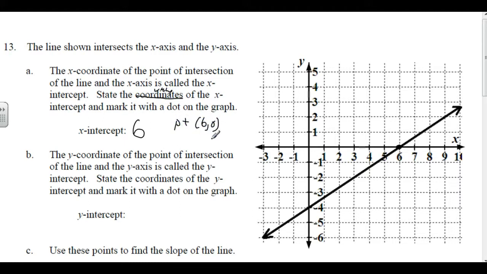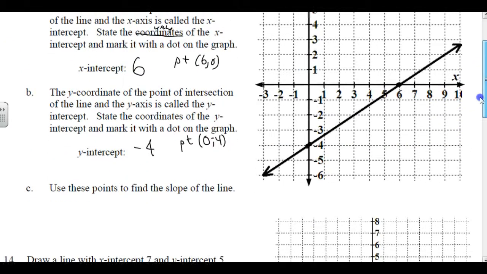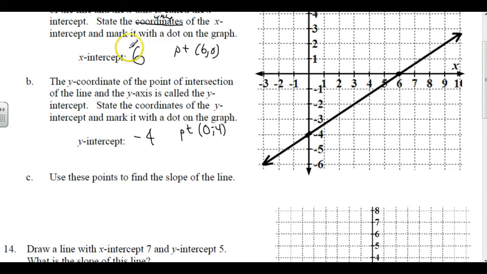So we would say the line intersects the x-axis at the point 6, 0, but the x-intercept, that is a number, which is just the number 6. The y-intercept is the value -4. And the point at which the line intersects the y-axis is 0, -4. So intercepts are just strictly numbers, but each is associated with a point. And the point of intersection is 6, 0.